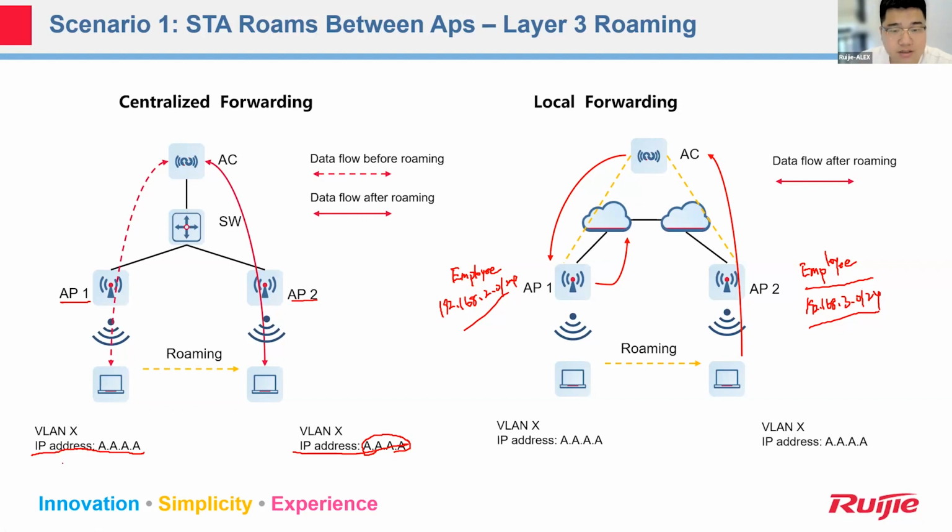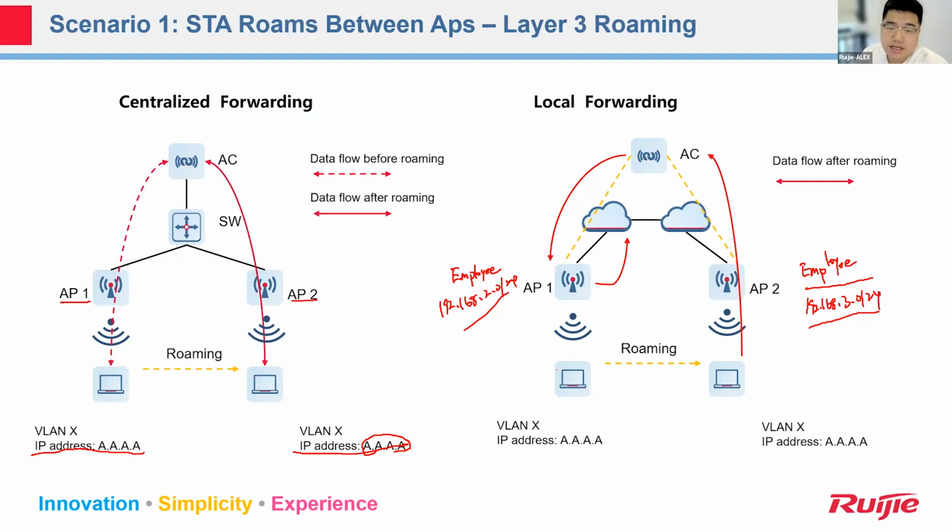Okay, and on this page, let's see how the traffic is forwarded. If the forwarding mode is centralized, you can see before roaming, the traffic is sent from the STA to the AP and then to the AC. And after roaming, it's similar: the STA sends it to the AP, which sends it to the AC. Of course, it's centralized. But if it's local forwarding mode, it will be more complex.